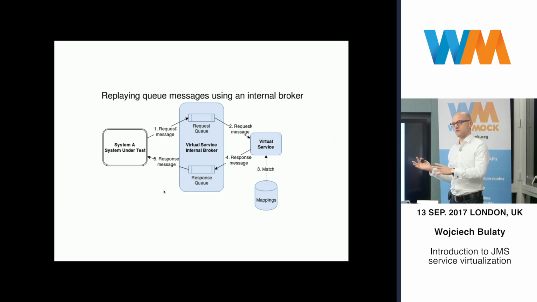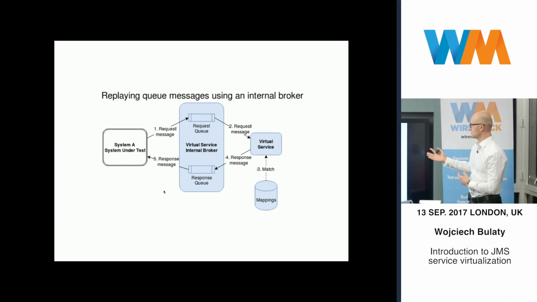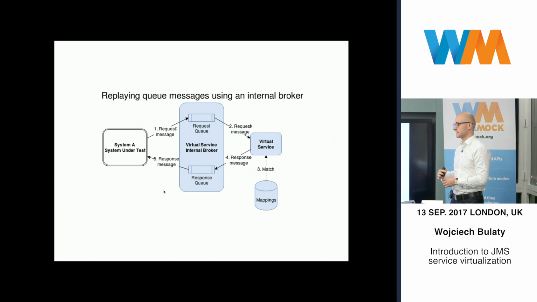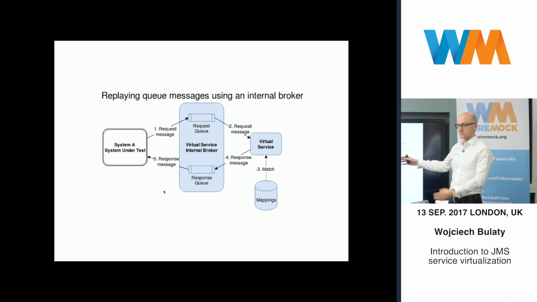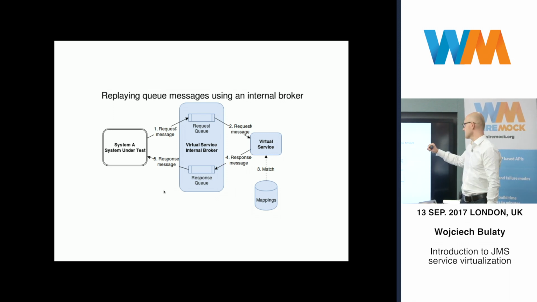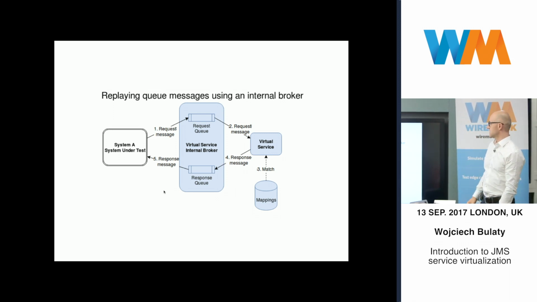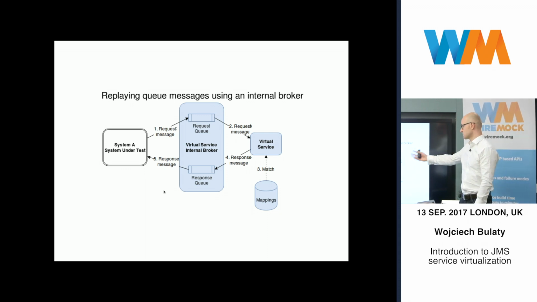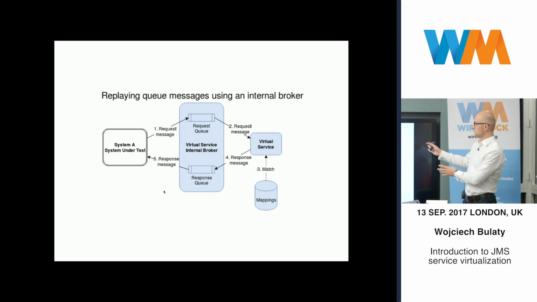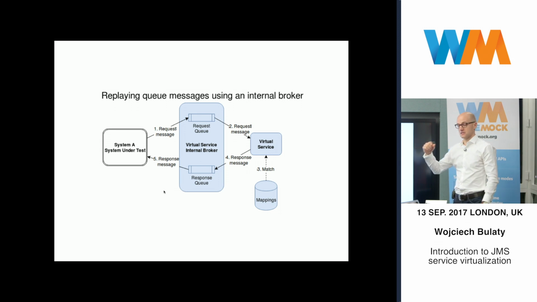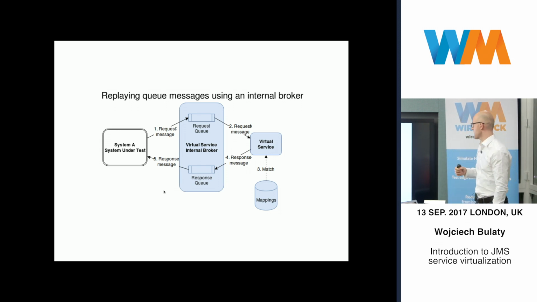So once we've recorded something, we want to use it. So we're going to replay those messages and hence be able to test our system in isolation. So we've got our system A, which is our system under test. That's the bit we're testing. And it's going to send a request message, arrow number 1, to the request queue, which is the virtual service. So sorry, the bits that are missing here are on the right, which is the real broker and system B. So those bits are missing. We're just using the virtual service infrastructure to test system A, the system under test.